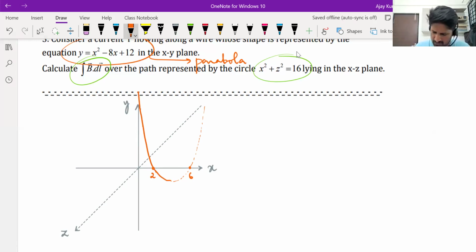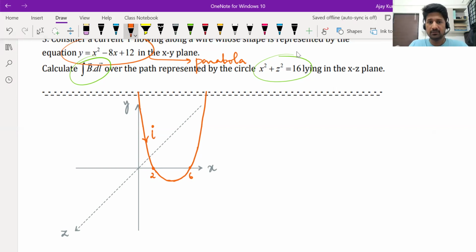So usually what they do is they show you the wire and ask you what is integral b dot dl. Instead of showing the wire, I have given you an equation which represents the path along which the current flows. So it's like the wire is like this. Now you can take current this way or this way. That's your choice. In the answer, I only expect the magnitude. So let's say there is a current I flowing this way.